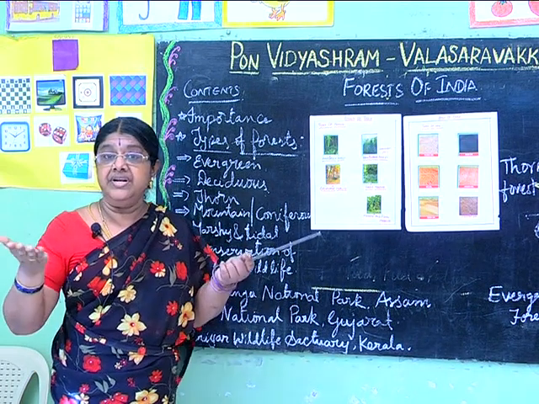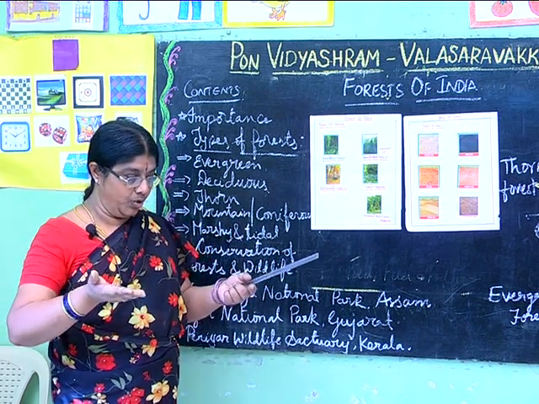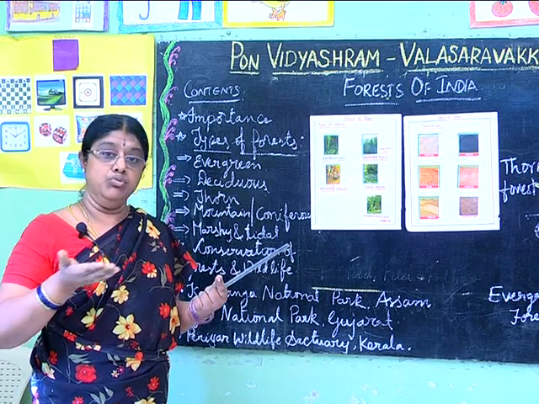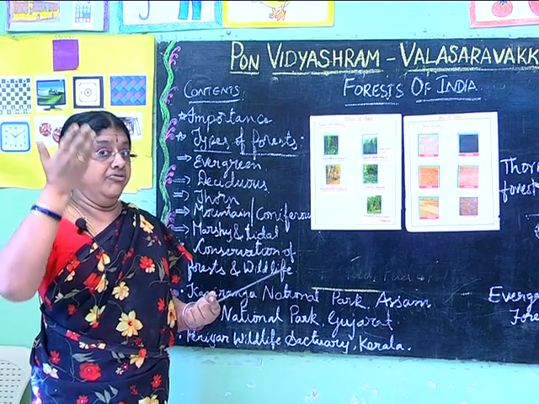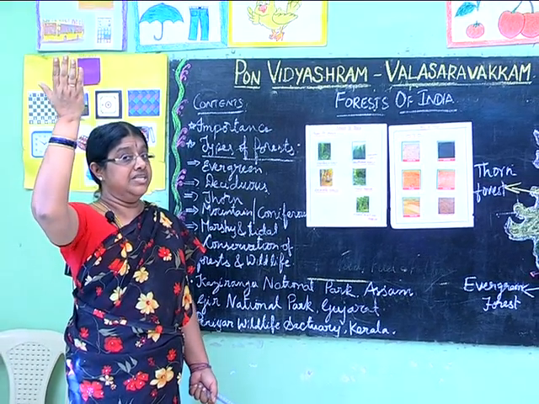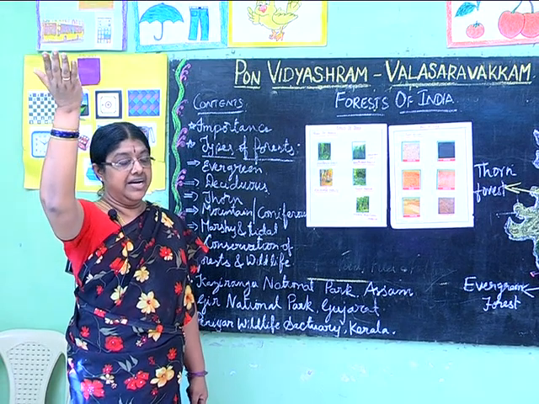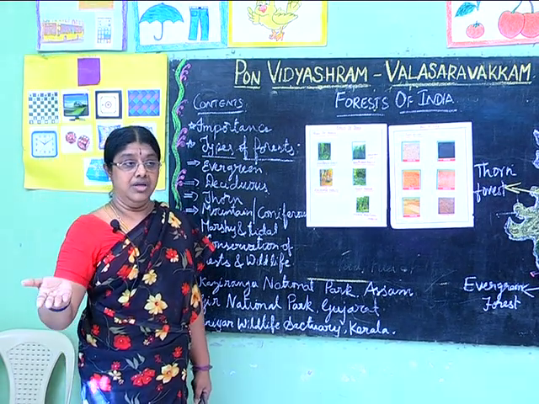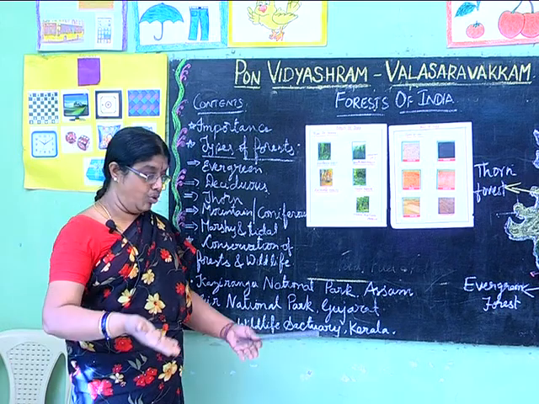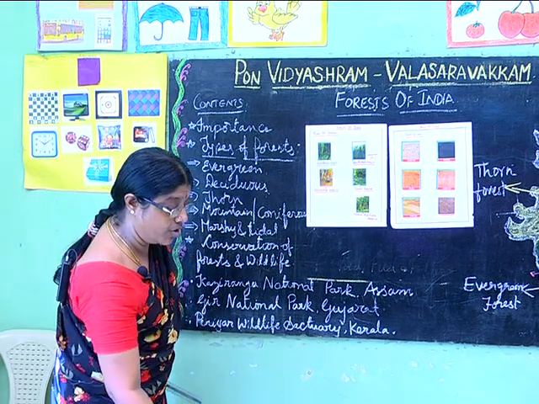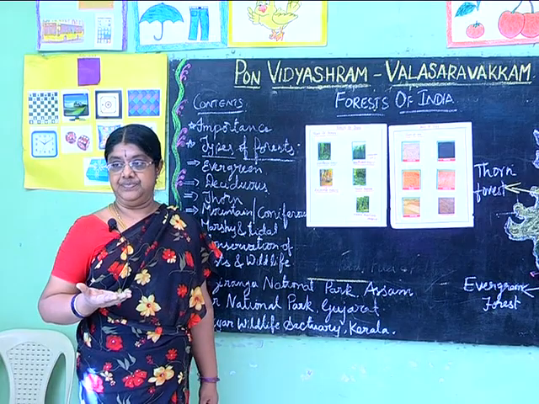Because the more trees grow, the more transpiration happens. When there is more transpiration, evaporation takes place. With evaporation comes condensation and you get more rainfall. See, if you get more rainfall, you get more water, and the ground level of water is also recharged.